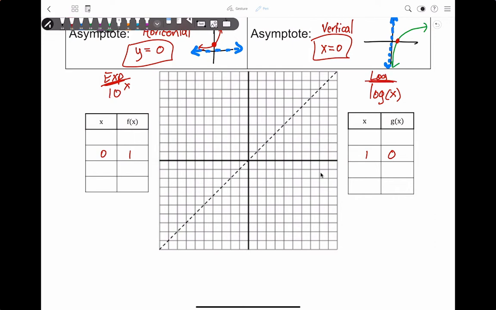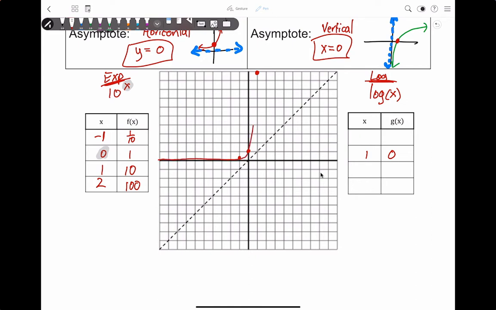Okay, so if I have 0 here, it would yield 1. If I put 1, it would have 10. If I put 2, it would have 100 because 10 squared is 100. And if I put something like a negative 1, I'd have 1/10. Okay, so at negative 1, I have 1/10. At 0, I have 1. At 1, I have 10, and so on and so forth, to where this graph looks something like the following.